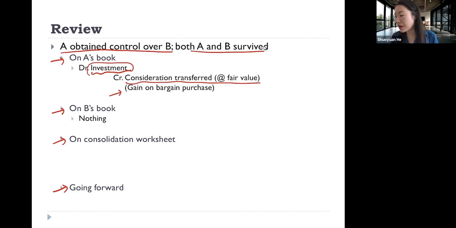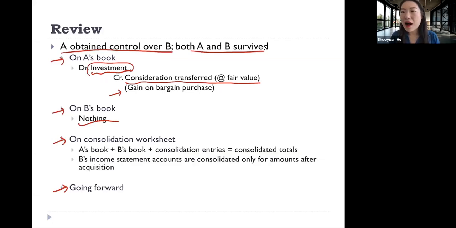And on firm B's book, we don't do anything. Firm B just operates as it did before the acquisition. It doesn't need to make any journal entry at the date of acquisition.